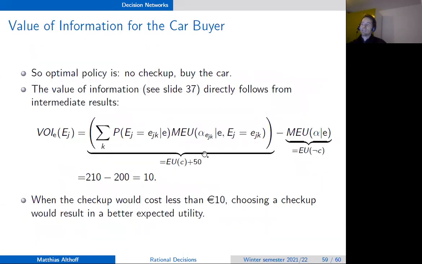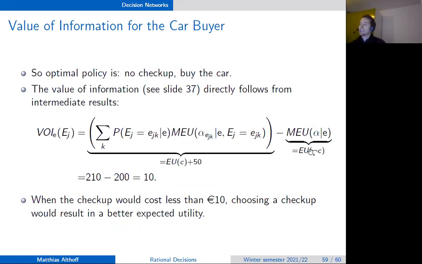But as I said, the value of information is computed by the expected utility given the information at no cost. So we can add plus 50 minus the expected utility without this additional information. So whether the report is good or bad, we don't know here.